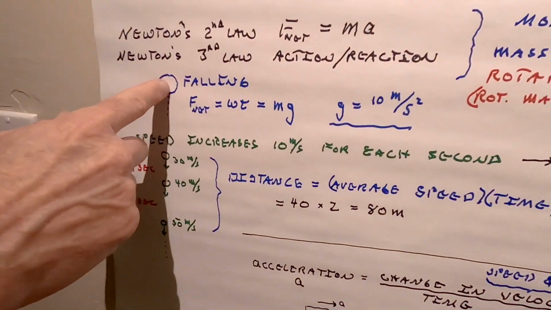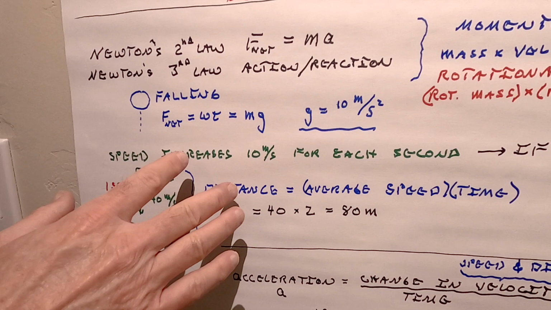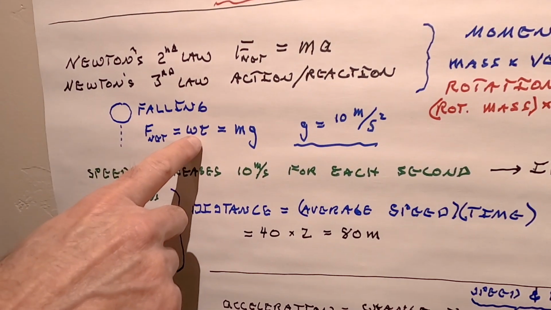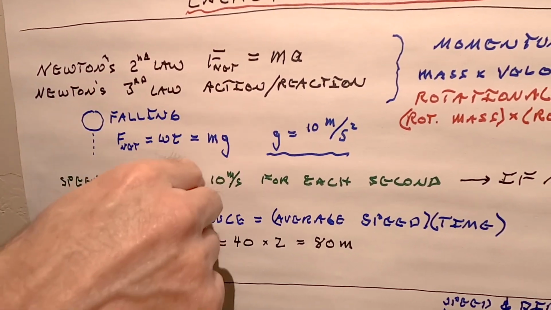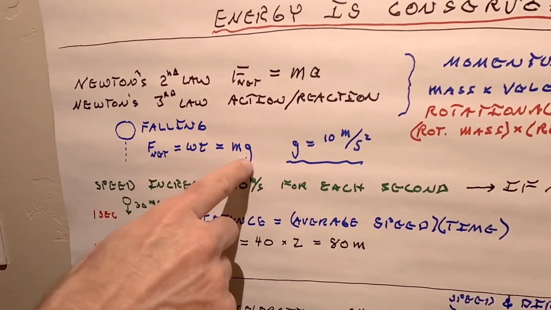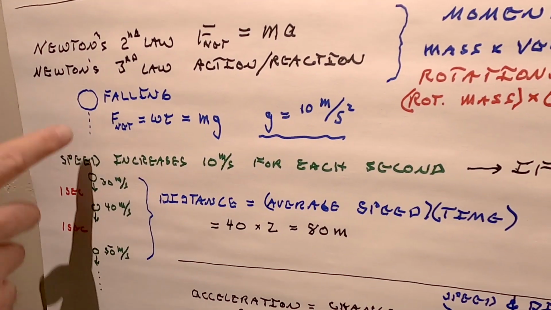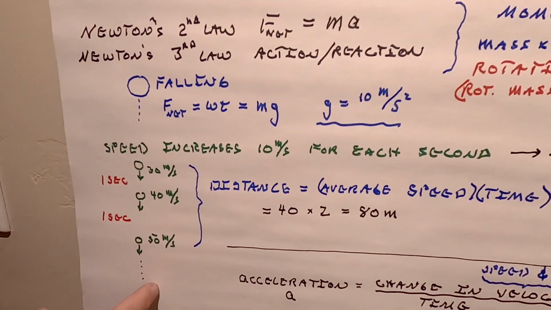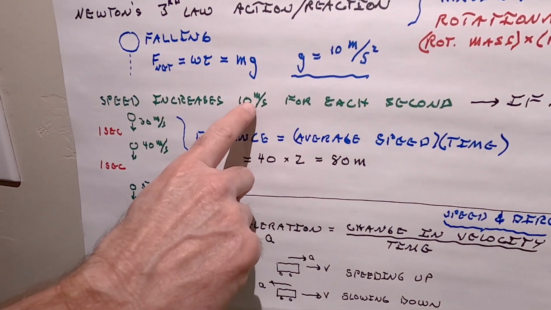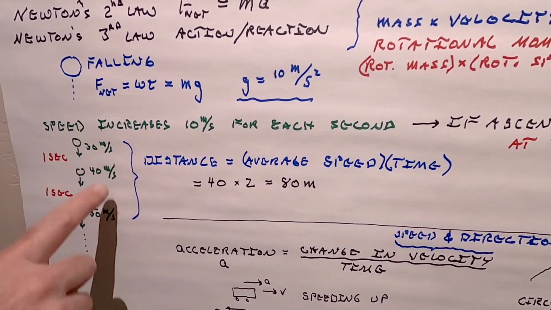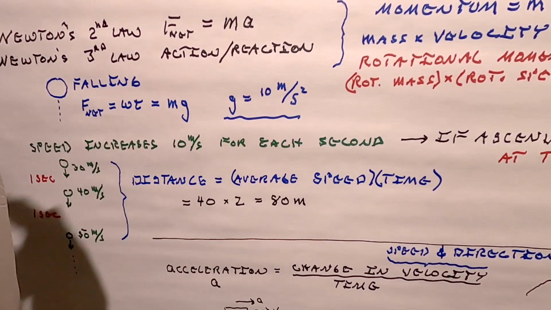Now, if we have an object just falling, we know, at least when we're near the surface of the Earth, the only force we have is the weight, which is just mg. We don't have to use the big G, the M over r squared, because we're near the Earth's surface, where g was 10 meters per second squared. Now, if something is falling, we said that the speed increases by 10 meters per second for each second. That's what the acceleration says. It tells you how much the speed changes every second.